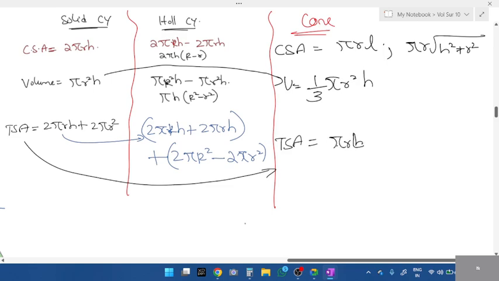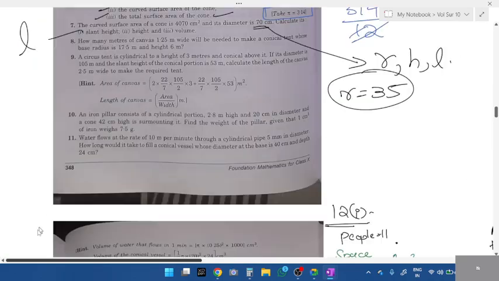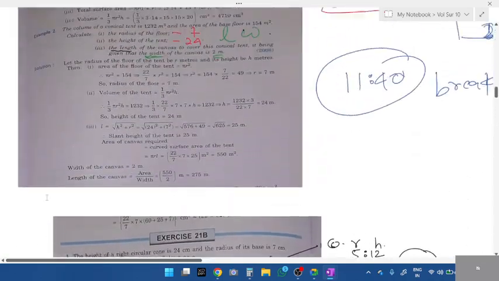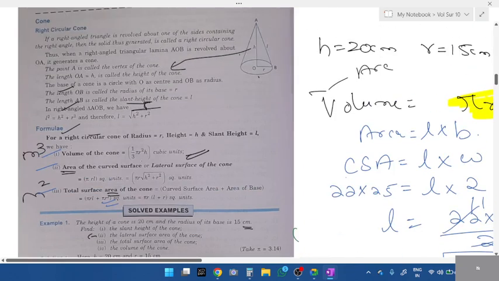Pi r L. Pi r L plus pi r square. Pi r L plus pi r square. Look at the formula. Can you see the formula? Pi r L plus pi r square. Total surface area.